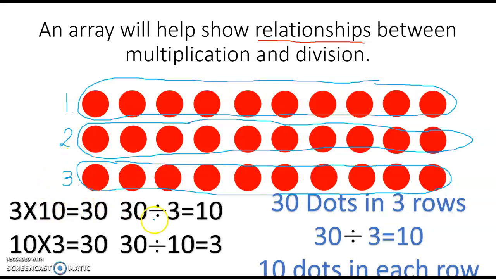Okay, so 30 divided by 3 is 10. We can also do 30 divided by 10 and get 3. And there's your multiplication and division fact family. So we used the related facts. We made related facts using the same numbers.